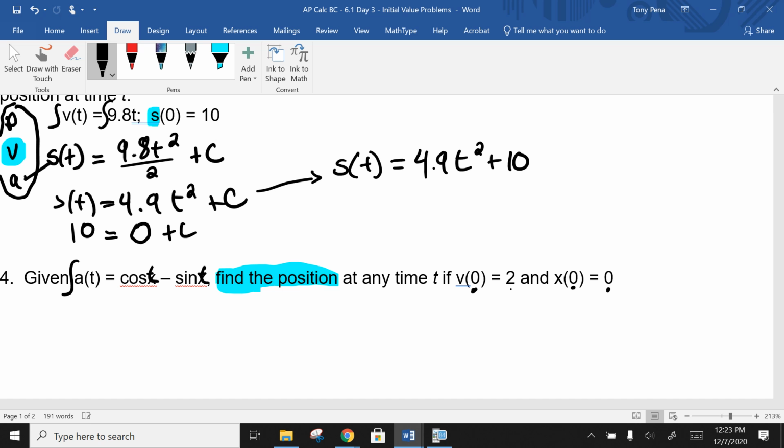So when we do the first one, we would know the antiderivative of acceleration you would call velocity. Do cosine and negative sine real quick. Just make sure we keep the positives and negatives straight.